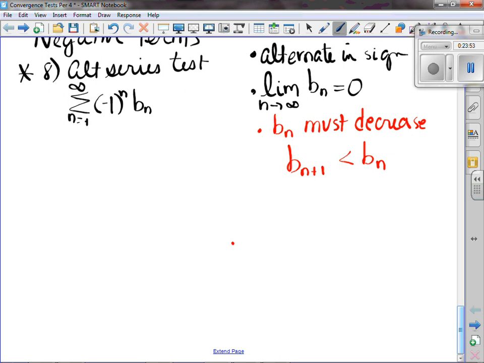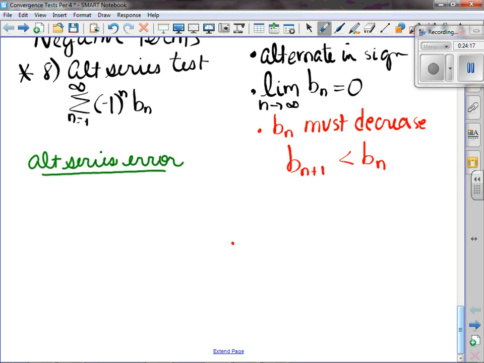And then there's something really special with our alternating series test. We can find the error. Do you remember the error? Okay, and this is what's going to happen on the free response. I'm just going to call it error.